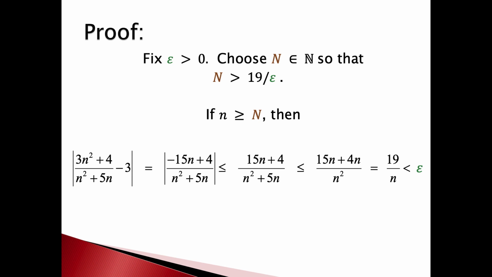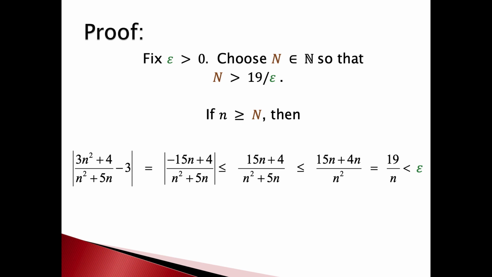We got a common denominator, which let us write this as just one fraction. Then we could take the absolute value and get rid of that by doing the triangle inequality to make that negative 15n plus 4 into positive 15n plus 4. That was great. Then if I replace the 4 with a 4n and I drop the 5n in the denominator, that makes the whole thing bigger. And so if I simplify that, that just becomes 19n over n squared, and of course cancel the n's, that's 19 over n.